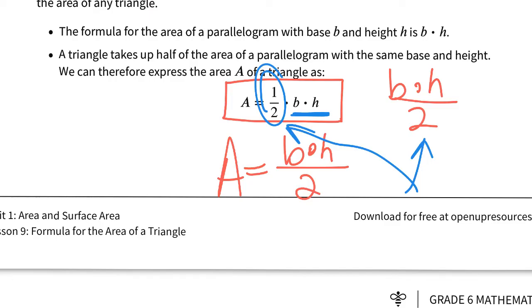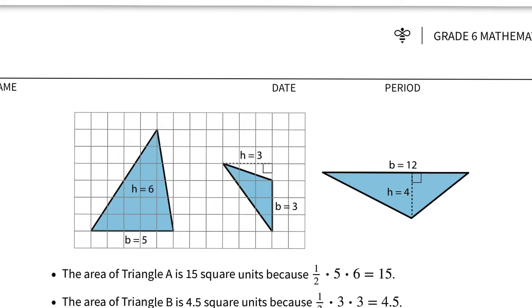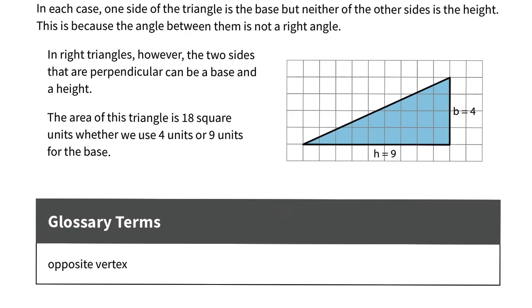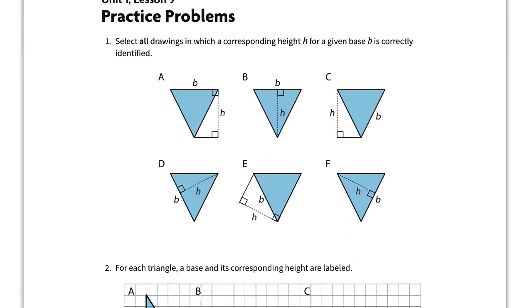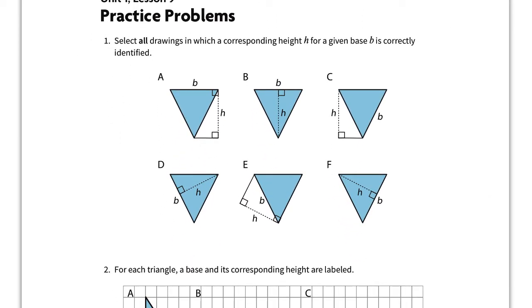All right. So sometimes it's easier to think about it as multiplying by 1/2. Sometimes it's easier to think about it as dividing by 2. So we kind of want to be fluent in both of those, don't we? All right. So that's just more of the summary. And let's do some practice. Select all the drawings in which a corresponding height for a base B is correctly identified.